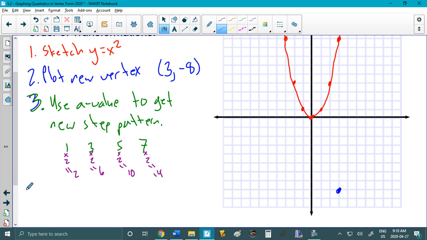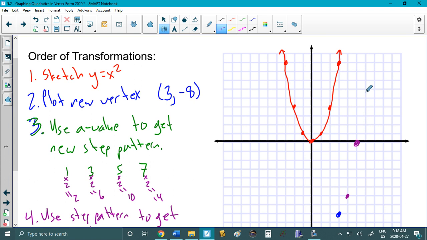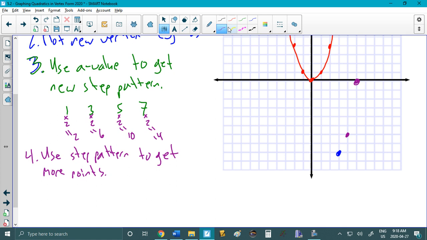And then my last step then is to use step pattern to get more points. So from the vertex, I can either go left or right. And because these are all positive, I'm going to go up. And in this case, I'm going to go over 1, up 2, over 1, up 6, 1, 2, 3, 4, 5, 6. And then I'm going to go over 1, up 10, 1, 2, to here. Okay. And now I could say step 5 here.